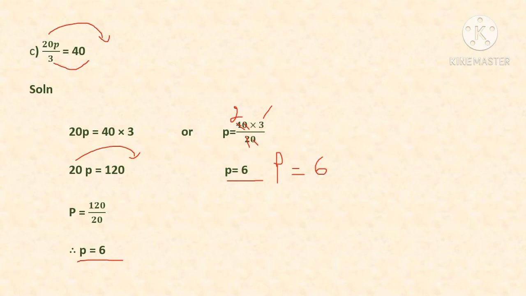P is equal to 40 into 3 by 20. It's very easy, right? Already you know 20 by 3. When you bring that to the right hand side, we should write in the reciprocal. So 3 comes in the numerator and 20 comes in the denominator. So try to follow these easy methods, children. So easily we can find the answer. Okay children, now let's see the next problem.